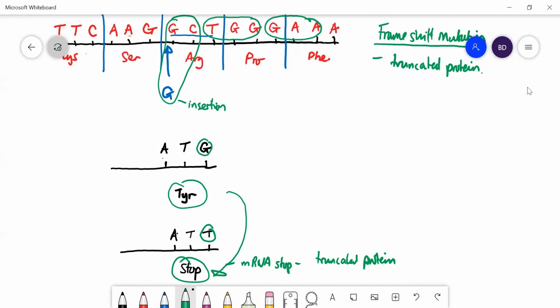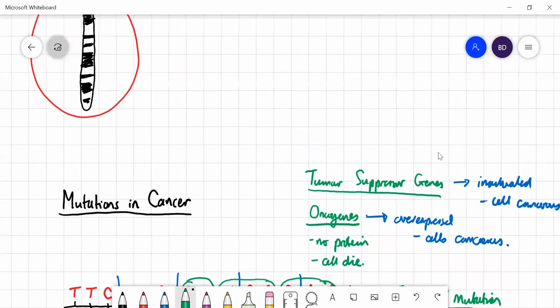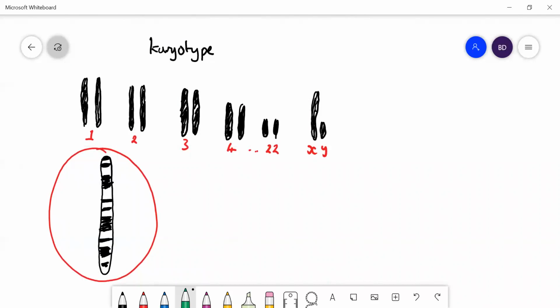Okay, let's talk about another possible way. And so we're not talking here about changes in the DNA base sequence anyway. Let's have a look. We've got a karyotype. Our karyotype is when you look at all the chromosomes from a dividing cell and you order them all in size, and the human genome, as I'm sure you'll know, is 23 pairs, 23 autosomal chromosomes, and then one pair of the X and Y.